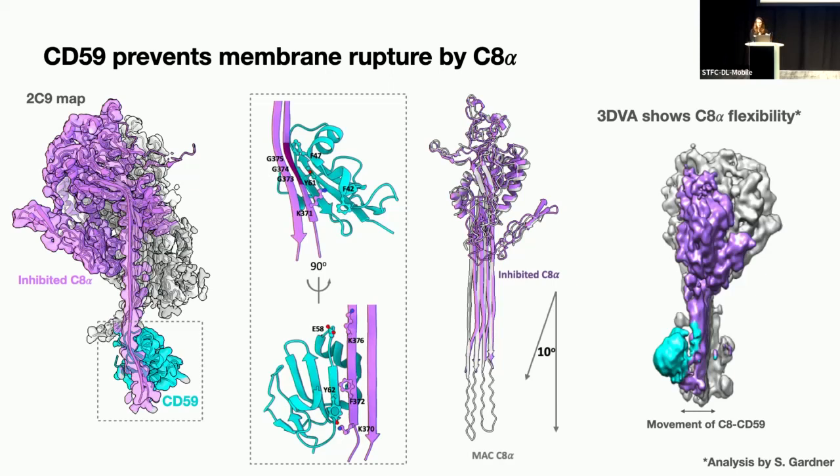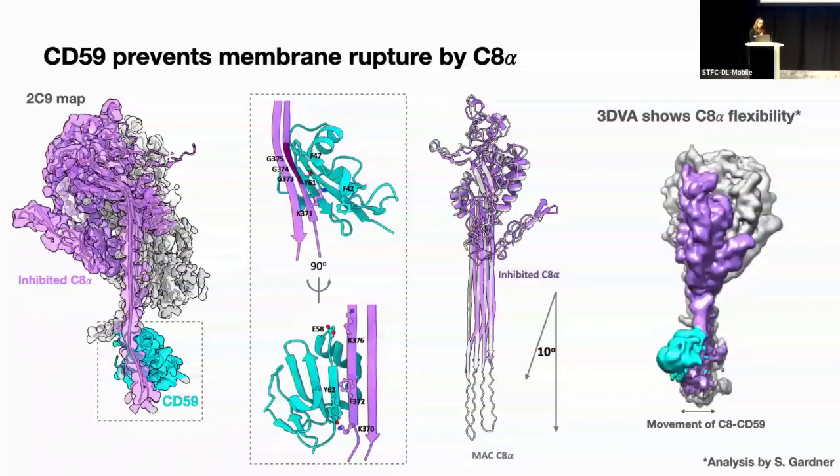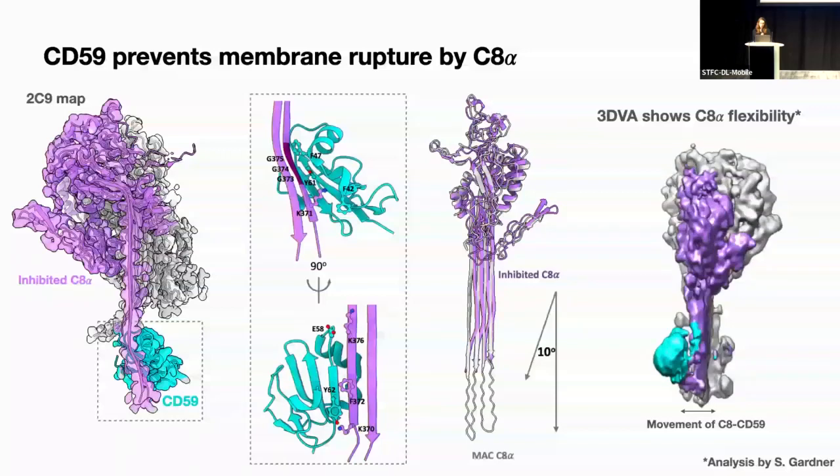take advantage of, and as a result allows the trajectory of this beta hairpin to be altered such that it can't productively insert into the membrane. And just to demonstrate this flexibility, we did some 3D variability analysis, and this shows that the trajectory of this hairpin is changing quite rapidly. So we think that this is how CD59 is preventing membrane rupture by this particular protein.